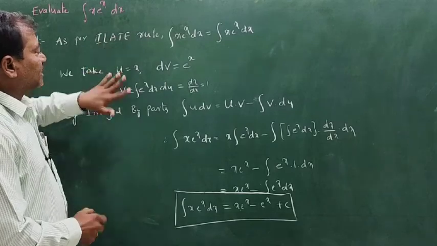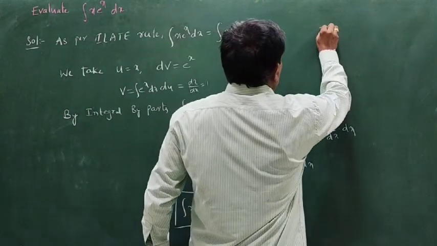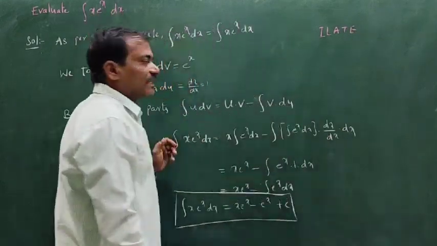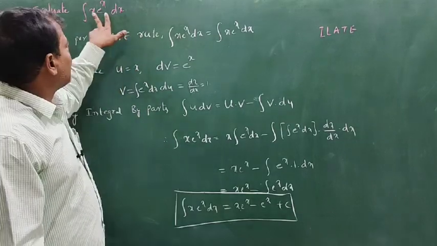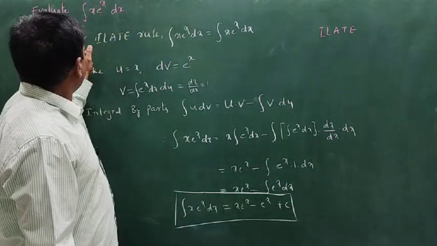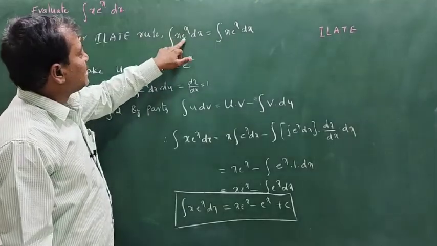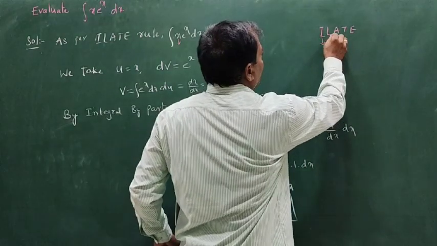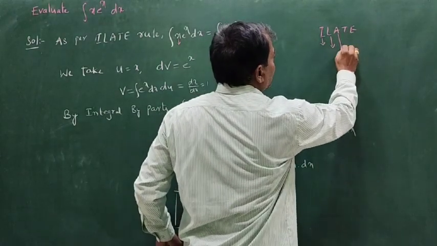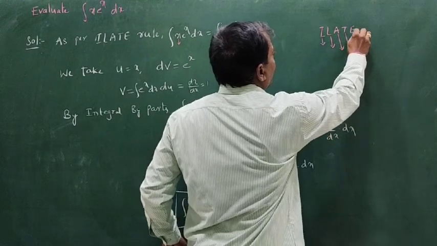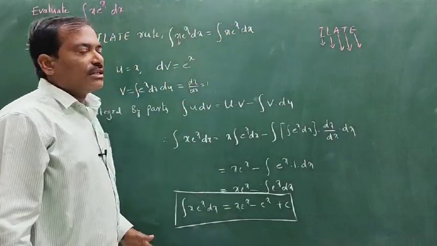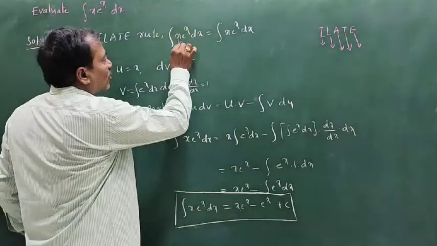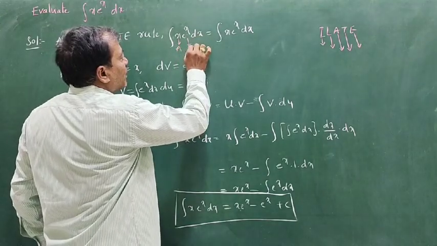So we know the ILATE method. If the given integration has two functions, the product of two functions, here x e power x dx, then as per the ILATE rule, I means inverse trigonometric function, L means logarithmic function, A means algebraic function, T means trigonometric function, E means exponential function. What is x here? x is an algebraic function, and e power x is an exponential function.